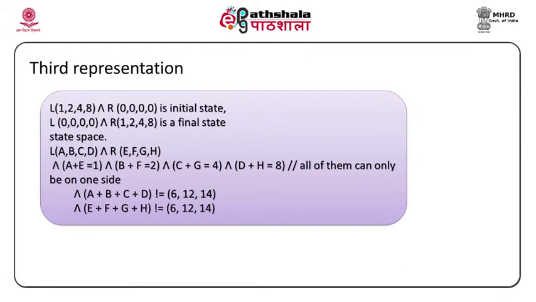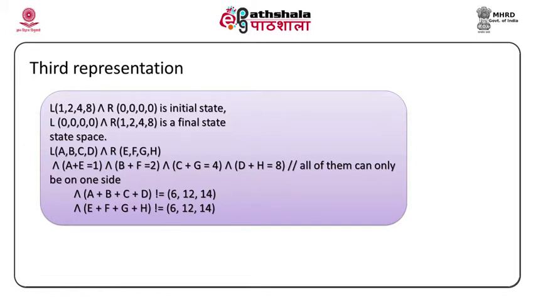Why? See what we have done. We say that L, A, B, C, D and R, E, F, G, H. Okay, and then say A plus E is equal to 1. What does that mean? That means that farmer is either on one side or the other. So A or E, one of them must be 0 because farmer value is 1. So if A plus E is 1, that means either A is 1 or E is 1. Both of them cannot be 1. So farmer cannot be on both sides.